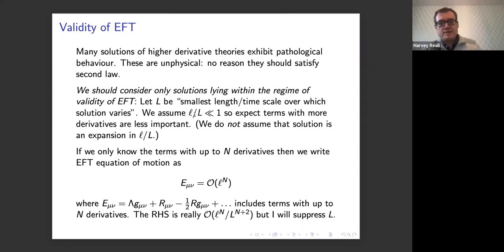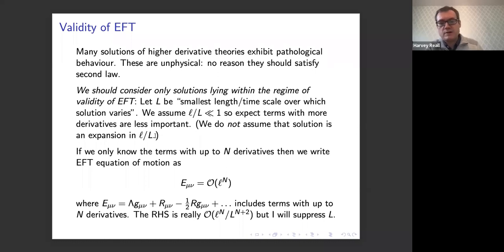And so with this assumption that little l over big L is small compared to 1, terms with increasing numbers of derivatives are expected to be increasingly less important. One thing I would emphasize is that we do not assume anywhere that the dynamical black hole solutions that we're considering are constructed perturbatively by an expansion in little l over big L.